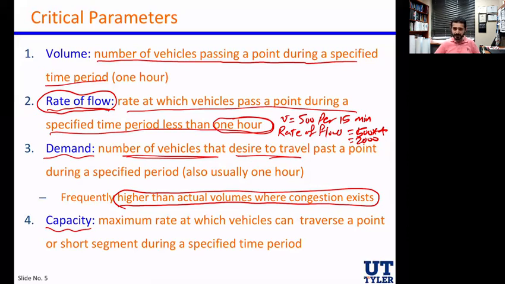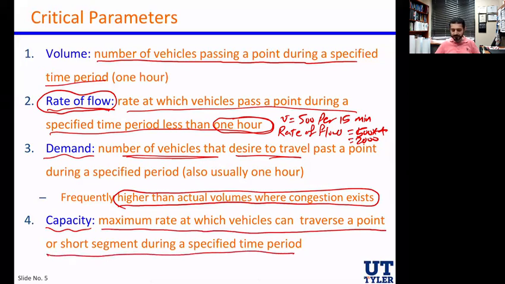While the capacity is even further different, because the capacity is the maximum rate at which vehicles can traverse a point or a short segment during a specified time period. So capacity is related not to the demand and not to the volume. It's actually how much the structure can handle. If it's, let's say, a 2-lane highway, how much these 2 lanes can handle per hour.